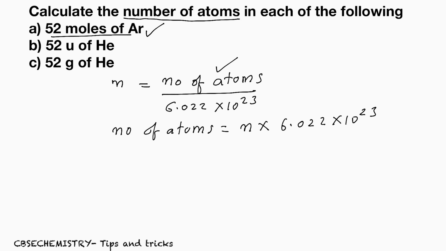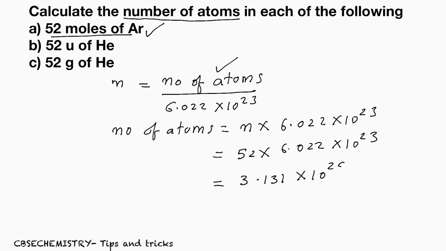Now number of moles is given, right? 52. So what is that? 52 into 6.022 into 10 raised to 23. On calculating, you will get 3.131 into 10 raised to 25. Okay, so we got the answer for the first question. Moving to the second question.